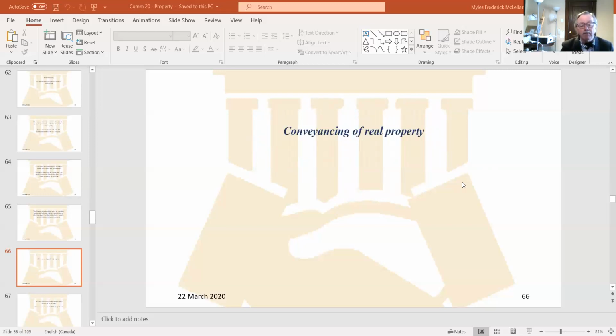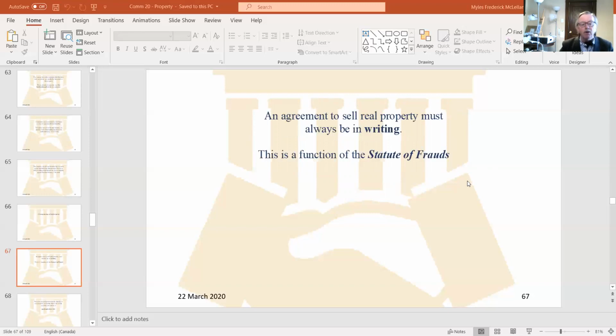Okay, let's talk about the conveyancing of real property. So this is the transfer of real property. Again, and we talked about this in some detail in our class on contract law, an agreement to sell property must always be in writing. That's a provision of Section 4 of the Statute of Frauds, which is a piece of legislation in the province of Ontario. All provinces and territories in Canada have this provision. This provision comes from England, obviously, and it was originally enacted in England in the 1600s. So it's been around for a very long period of time.